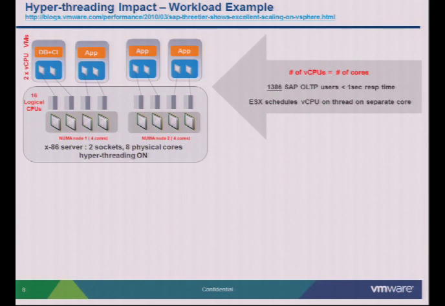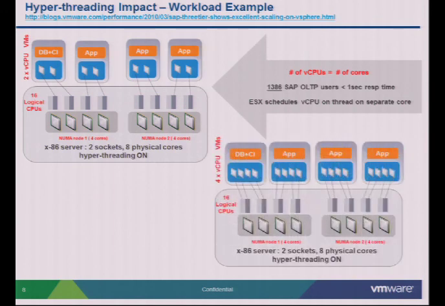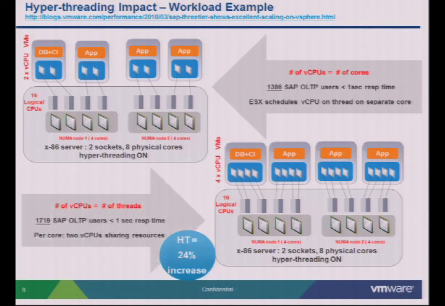And they scaled up, they had a database and multiple app servers, and they ran a workload, and they got about 1,300 users. Then in the second test, they beefed up the number of vCPUs, so there was a vCPU for each logical CPU, for each thread. So 16 logical CPUs, 16 vCPUs. And then they started to increase the OLTP workload to see how much more throughput they could get, and they got a 24% increase. So this is pretty much in line with what we see with our hardware partners.